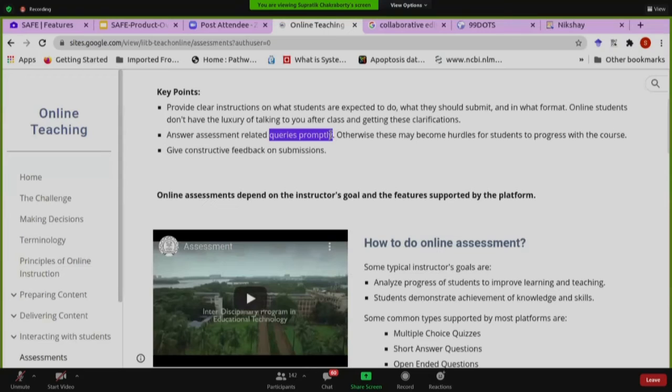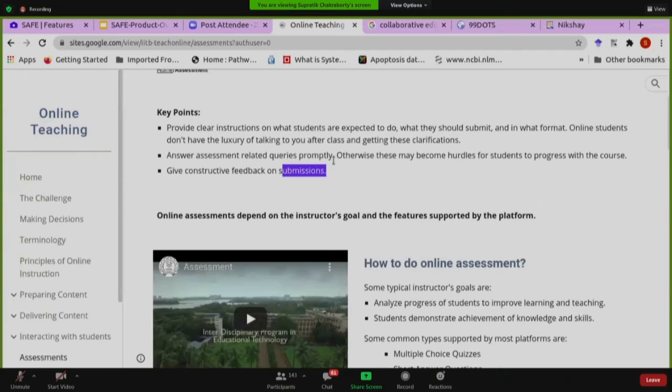So as we are seeing on the chat window, there are queries, concerns about the assessment, and these need to be addressed promptly. Otherwise they can become hurdles for students to progress with the course. And constructive feedback on submissions. So to an extent, all of these are not really unique to online assessment. They're true even otherwise, except that for some of them the urgency is even more in an online setting. Particularly, providing clear instructions on what they're supposed to do.